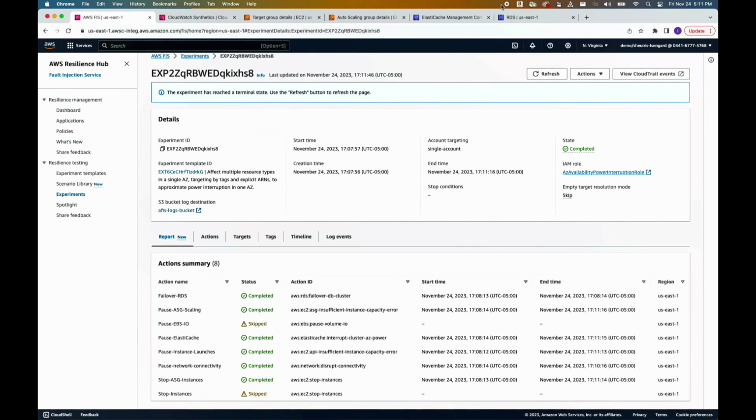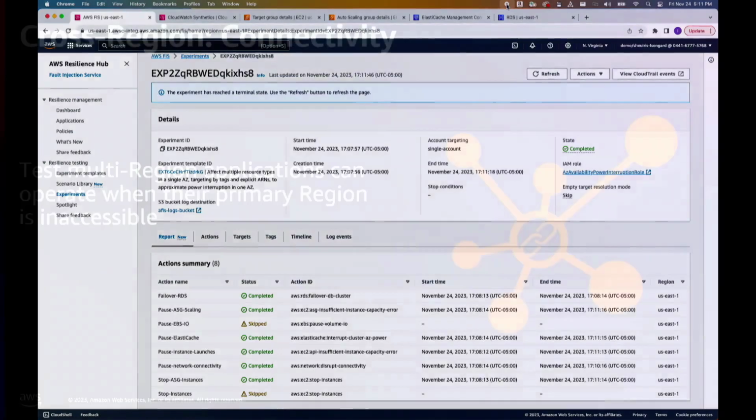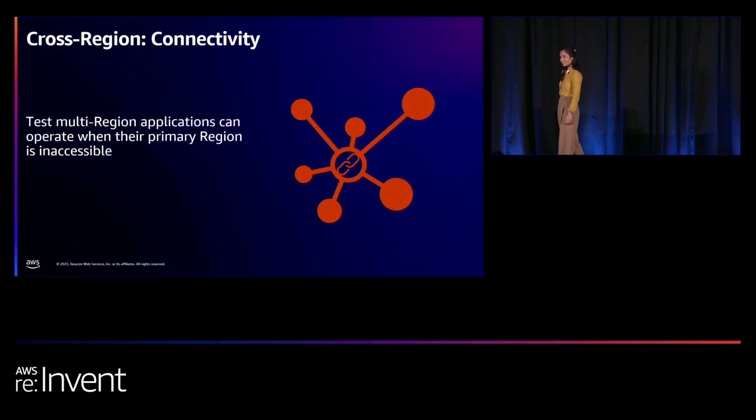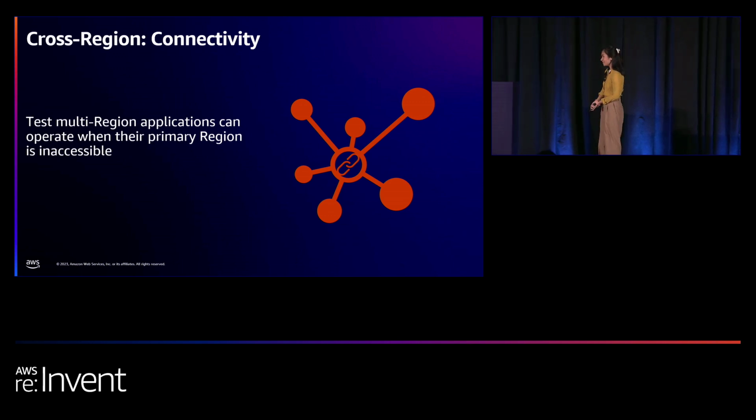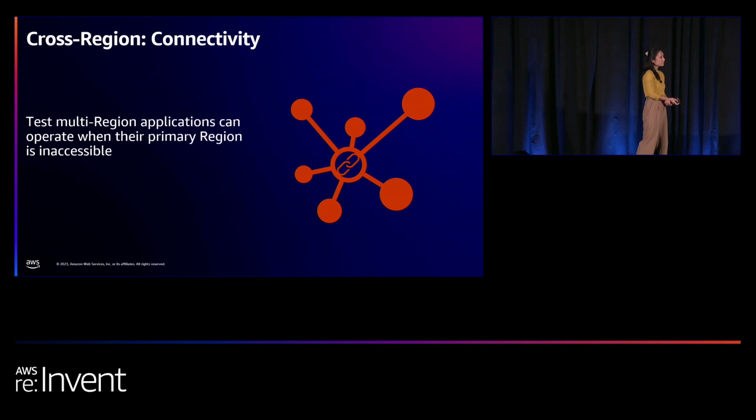And so if I go back to the FIS experiment, I do see that my actions have completed. I did not have all resource types, so those actions were simply skipped. So hopefully that gives you a sense of how this type of scenario works. I'll now dive into details on our next scenario, which is cross-region connectivity. This scenario allows customers with multi-region applications to test that they can operate when their primary region is inaccessible.